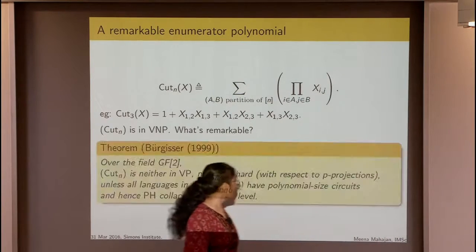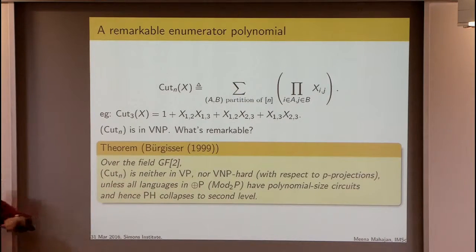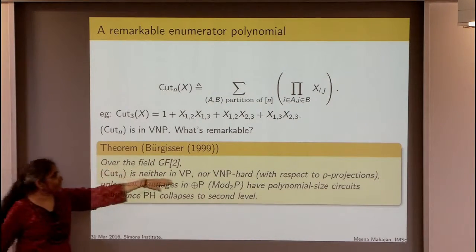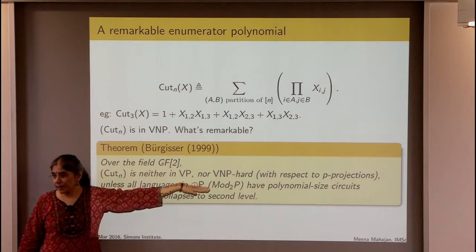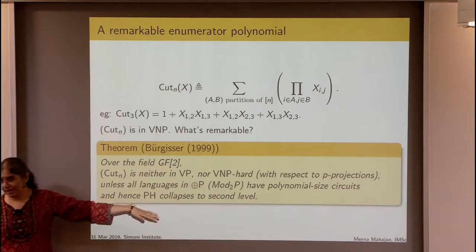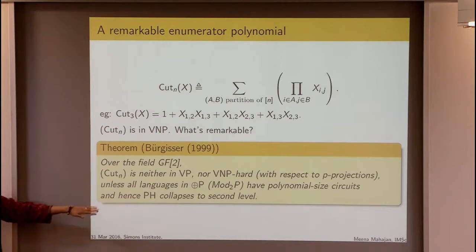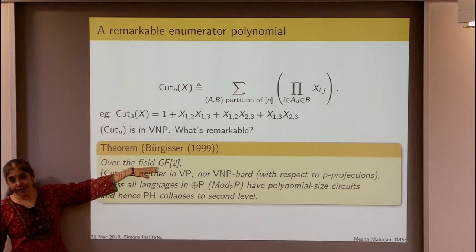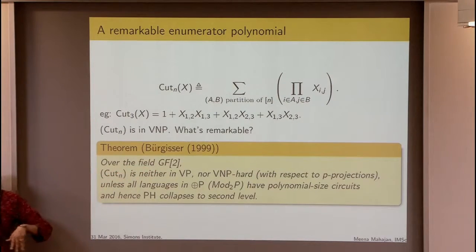What is remarkable about it is this result which was shown by Peter Bürgisser 16 years ago. Over the field GF2, this polynomial is neither in VNP nor VNP hard with respect to p-projections, unless the PH collapses to the second level. So it's a conditional result, and it's only over the field GF2, but it's still very interesting because the previous polynomials that we listed out were complete for VNP over every field.